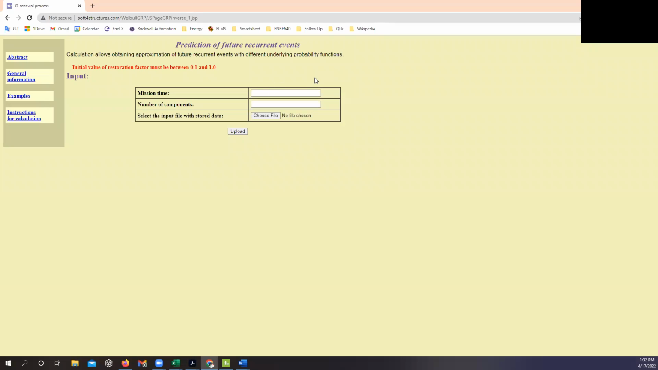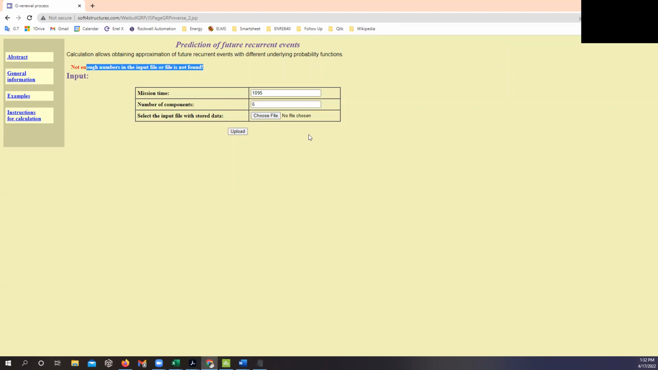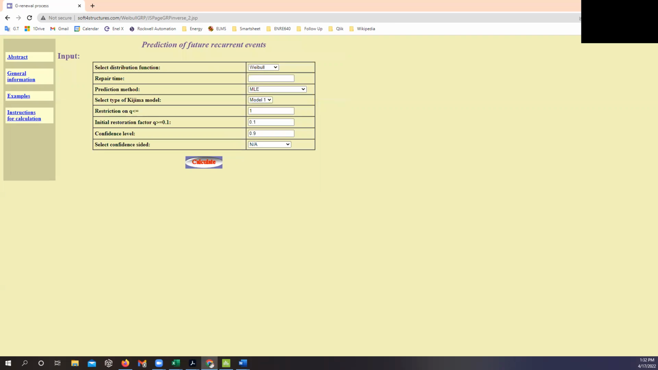Mission time. My mission time is 3 years, but I cannot enter 3 because my data file is in days. If I put 3, the software is going to think I'm asking for 3 days, but I'm asking for 3 years. So you have to convert it. Consistency is really important. Number of components, I have 6. My data file, I know it is not correct, but we're going to see the error. Upload, not enough numbers. So that tells you that your data file is missing something. We fixed it, go back, upload it again, and this time it goes through.